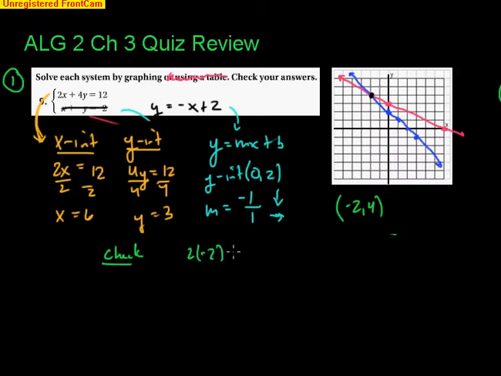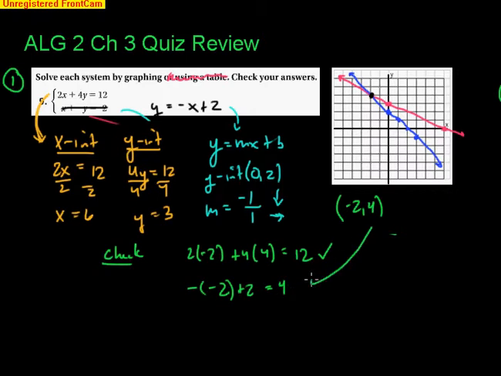2 times negative 2 plus 4 times 4. Does that equal 12? Well, 2 times negative 2 is negative 4 plus 16. That is 12. It works. Now this one's a little different because y is on the left side. So if you plug in x, negative 2 plus 2. This is positive 2 plus 2, which is 4.